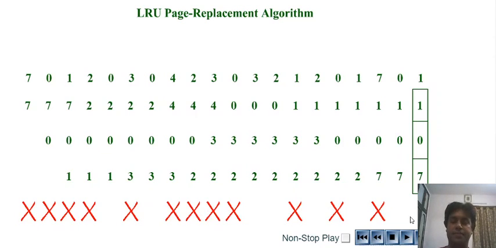Okay. So this was the entire explanation and an example of a page replacement algorithm. The next example we are going to start with is on another algorithm, which is the optimal page replacement algorithm.